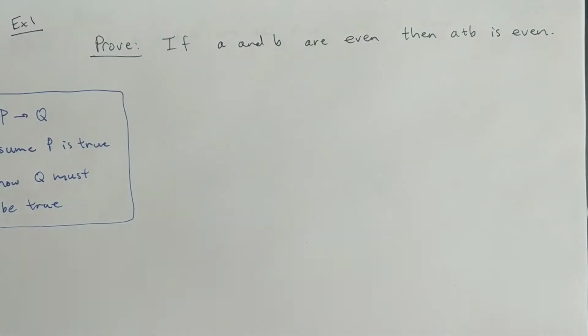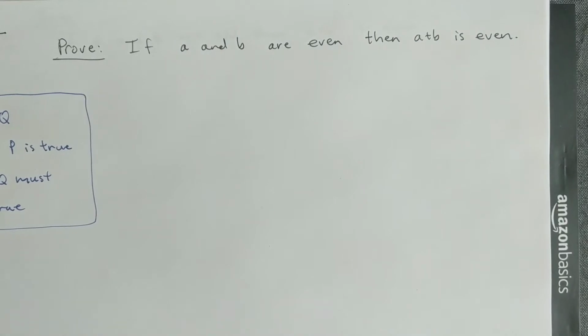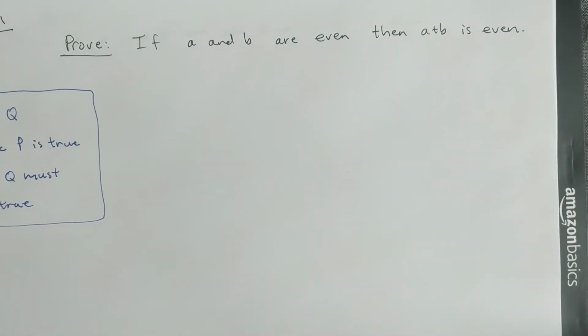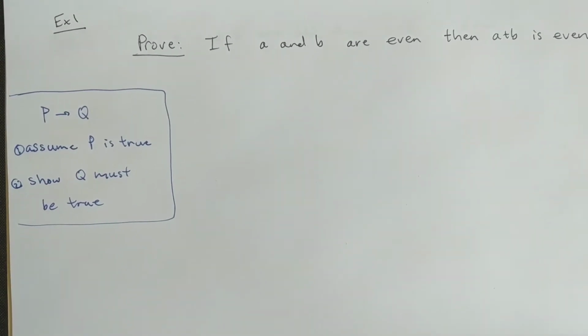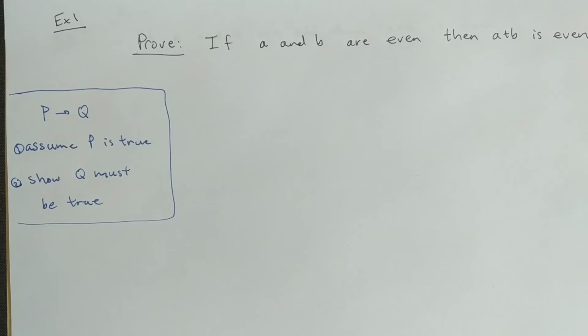Okay, so let's look at our first example. All right, we want to prove if A and B are both even, then A plus B is even. So let's go back and think about what method we're trying to use here. This is an if-then statement. We're trying to prove P implies Q.